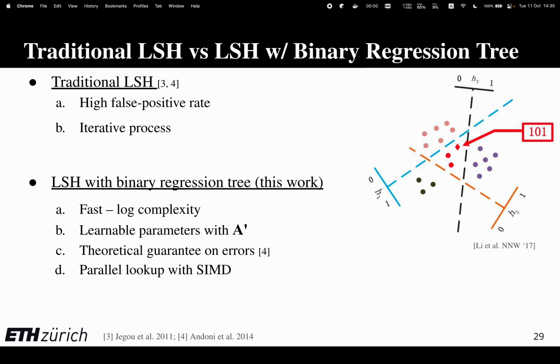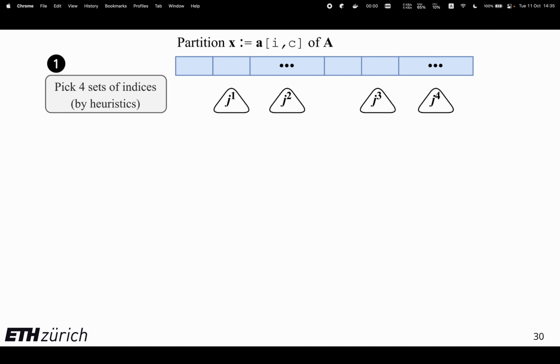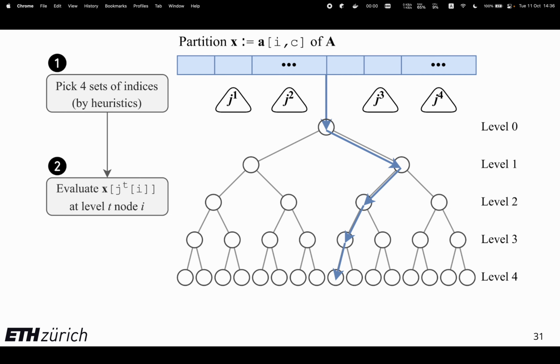Let's go through a quick example of how the algorithm actually looks. In this case, we have a subspace of a row of the original matrix, and we call the subvector X. The first step in this process is to heuristically select four sets of indices to evaluate. The number of indices in each set depends on the level we're evaluating at on the tree.